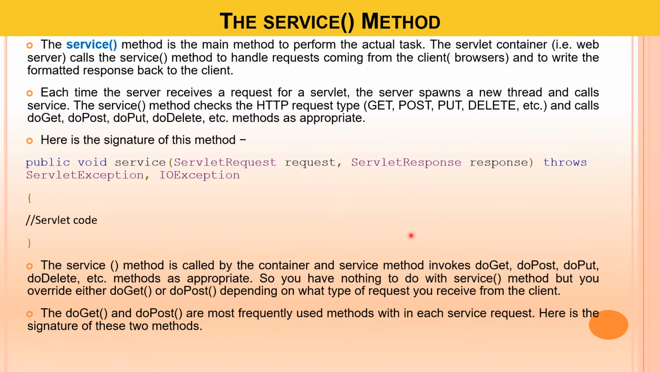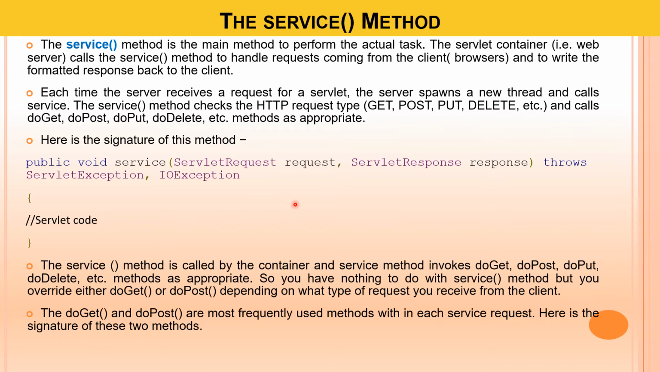The next method is the service method. The service method is the main method to perform the actual task. Whatever the actual task may be, the calculation or manipulation in the servlet, that will be done in the service method. The servlet container, that is the web server, will call the service method to handle all the requests coming from the client browser and to write the formatted response back to the client.